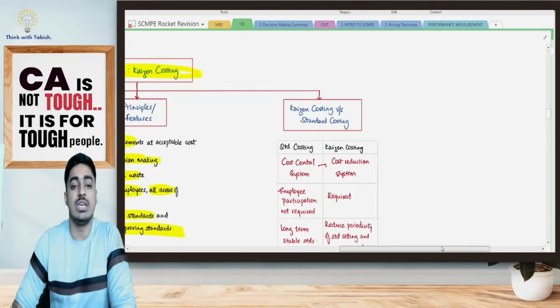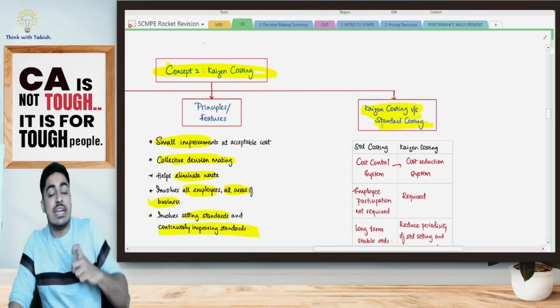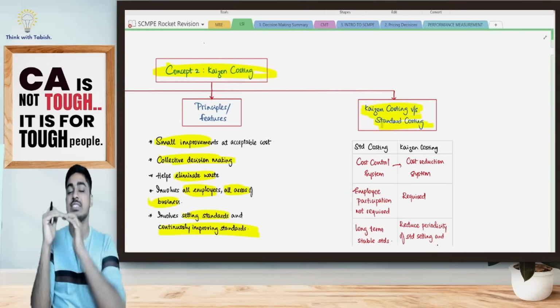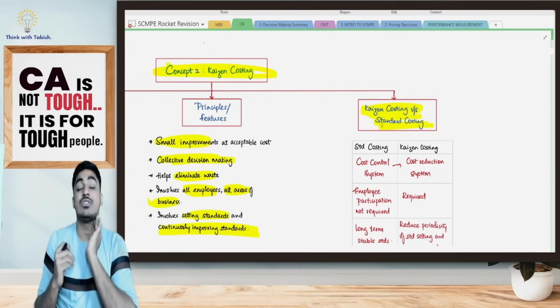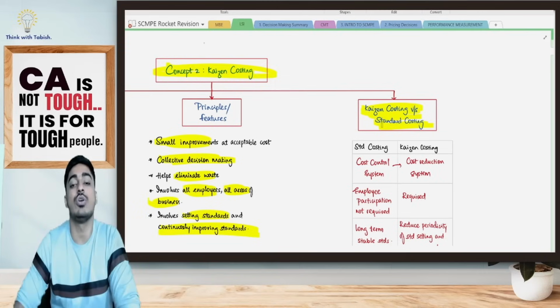Now, there is one more thing, which is Kaizen versus standard costing. This could be important. Standard costing is a cost control system. I'm setting my standard. My only objective is I should be achieving that standard. As simple as that. Kaizen costing is a cost reduction system. I will try to reduce my cost without compromising on quality.